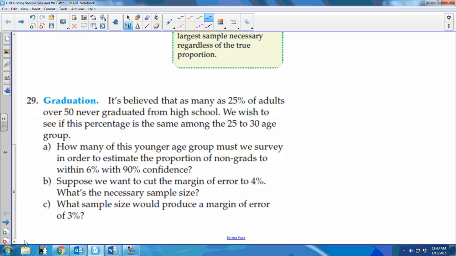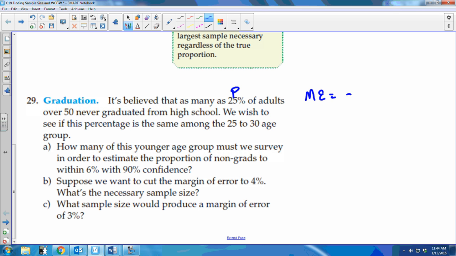It's believed that as many as 25% of adults over 50 never graduated from high school. We wish to see if this percentage is the same among the 25 to 30 age group. So I have a proportion for over 50. I'm trying to do a study for 25 to 30. So I may as well use this as an estimate as I try to figure out my sample size. Part A says, how many of this younger age group must we survey in order to estimate the proportion of non-grads to within 6% with 90% confidence? So I have all the necessary information except for the sample size.